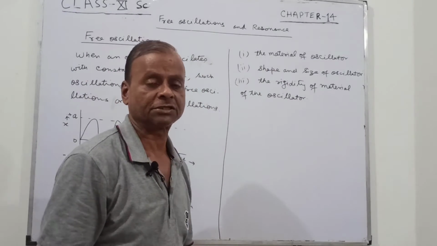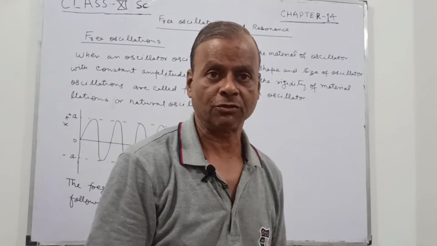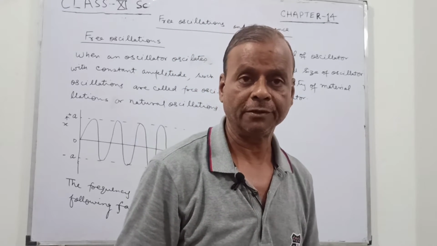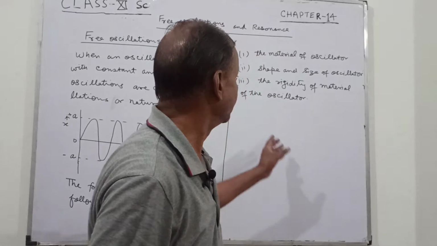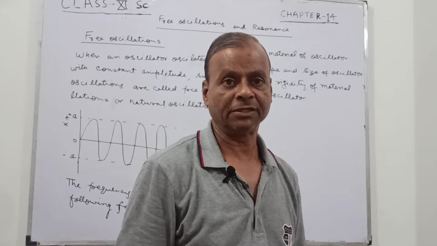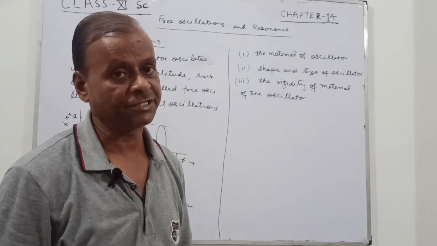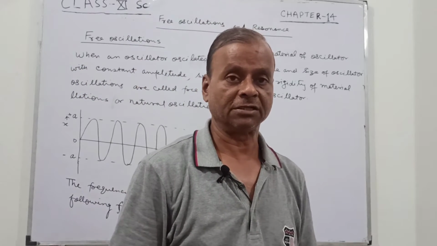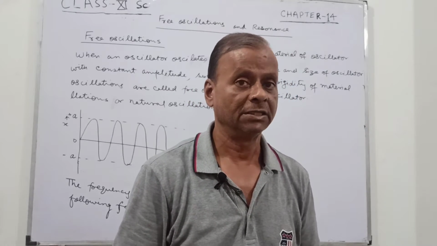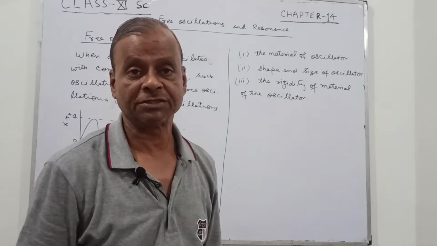Material means which kind of material; suppose this is made of copper or brass or iron or gold or silver, etc. There are so many materials. Second, shape and size of the oscillator. If you give a different shape, then the natural frequency will be different, and when the oscillator is of more size, then it will produce a very high sound. And the rigidity of the material, that is how rigid it is.